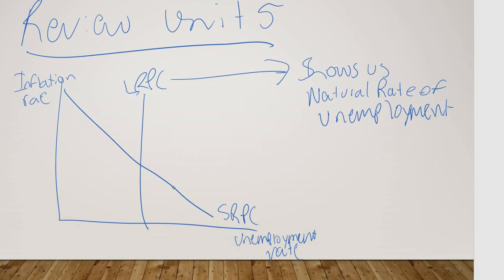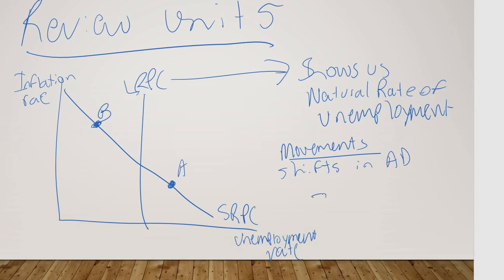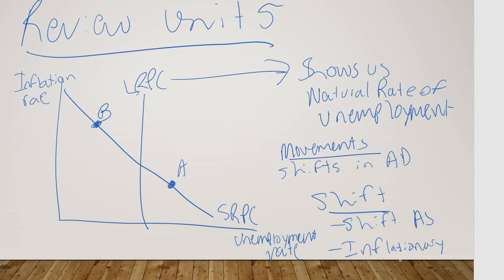Okay, so if, for example, the question says we start off in a recession, we would label that right there as point A. If they said we start off in an inflationary period, we would label that as point B, and so on and so forth. Now remember, movements along the curve are caused by shifts in aggregate demand. Alright, a shift of the short run Phillips curve, remember, is caused by a shift in short run aggregate supply. Also, just know inflationary expectations can cause those things as well.